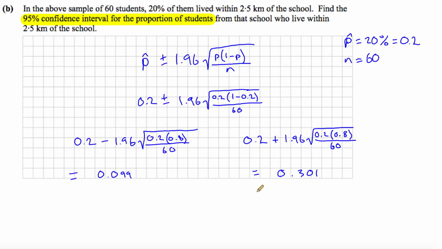So that's our confidence interval for the proportion of students at the 95% level. You can say that our values range from 0.099 up to 0.301. We can show the interval like that in a bracket with a comma between them. And that's the end of part B.